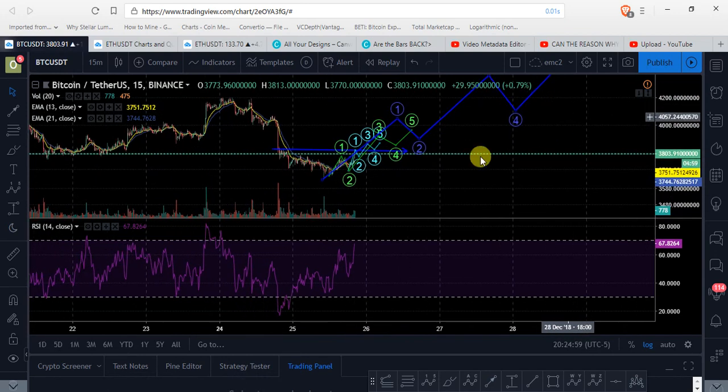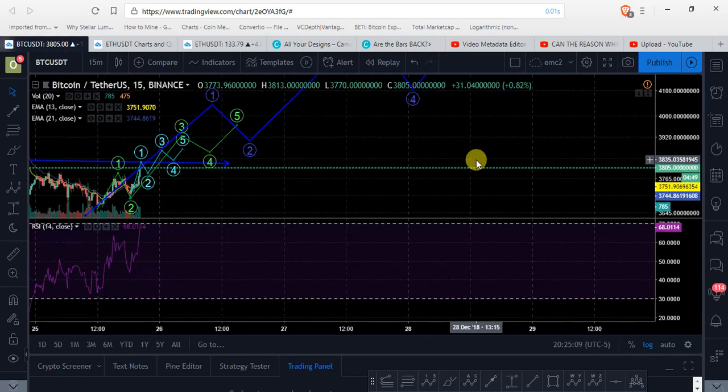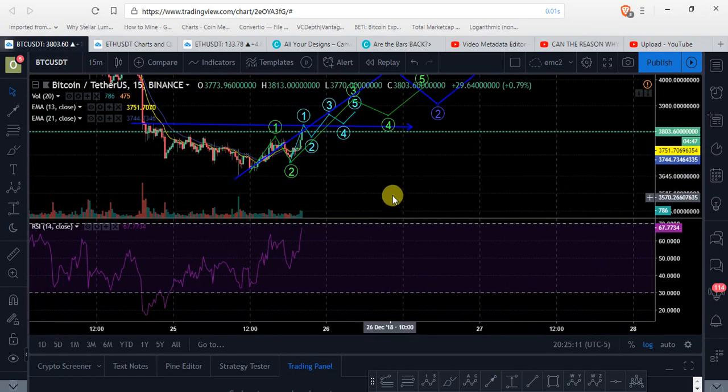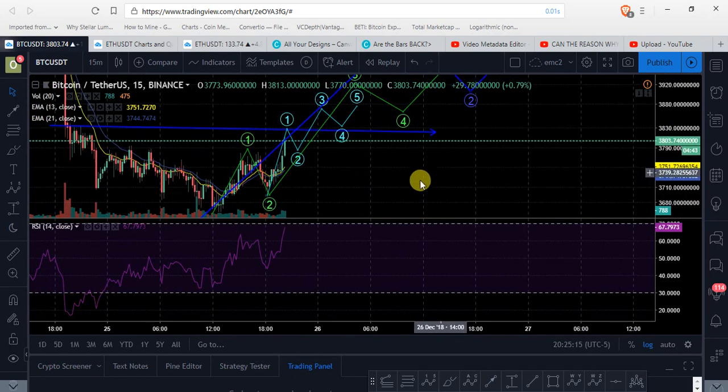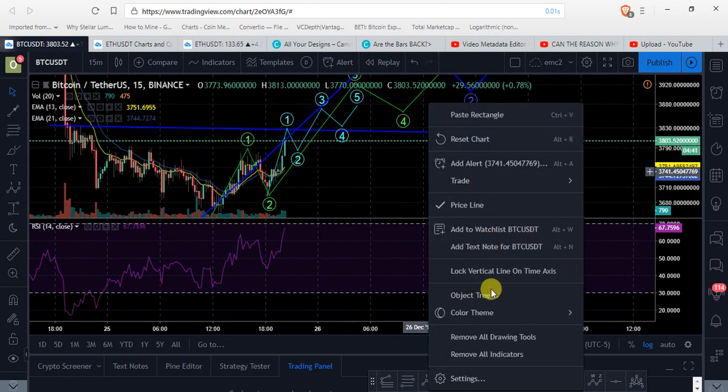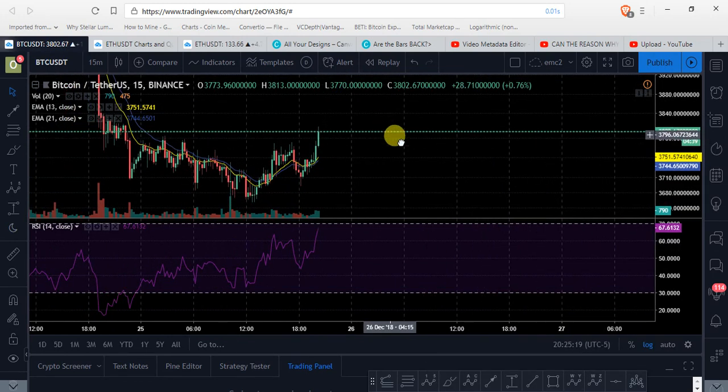So basically we got our wave number one, and then we make another wave number one of these second waves, right? Wave number 3, and then another 1, 2, 3, 4, 5. It's kind of complicated, but if you get the concept, it's not very complicated. You're just going to have to go and look at your Elliott wave counting, right?